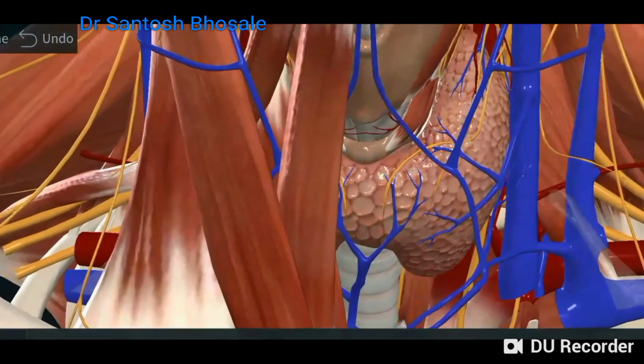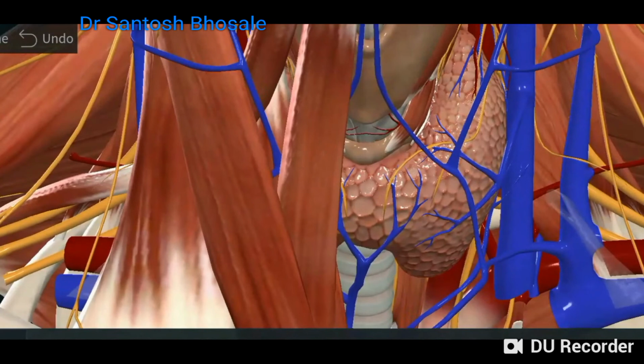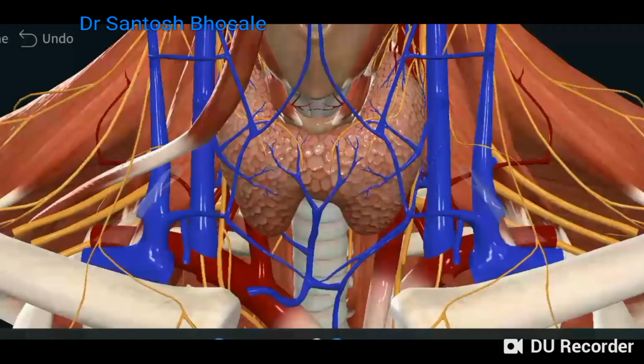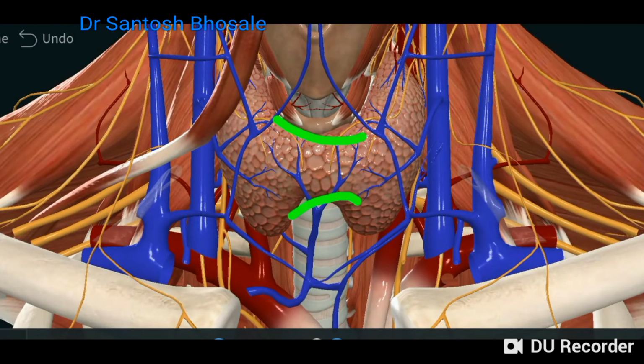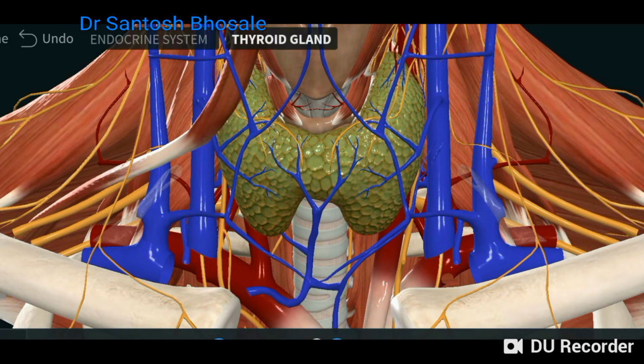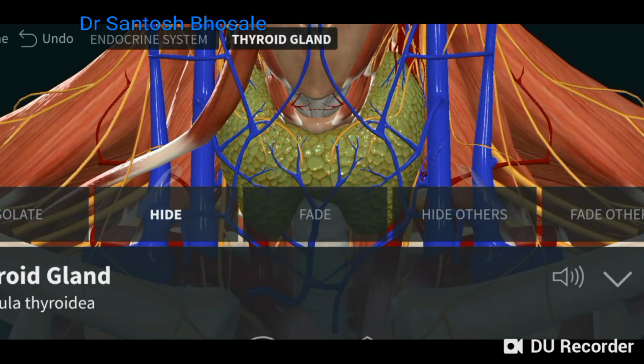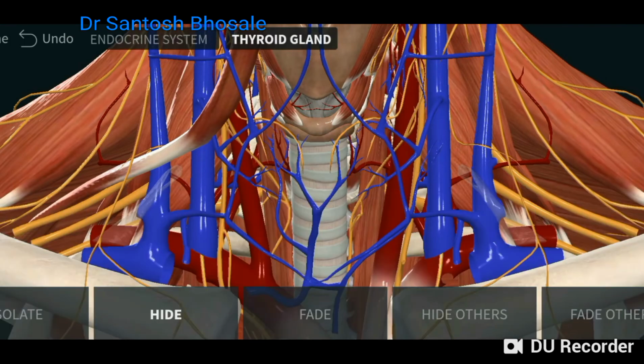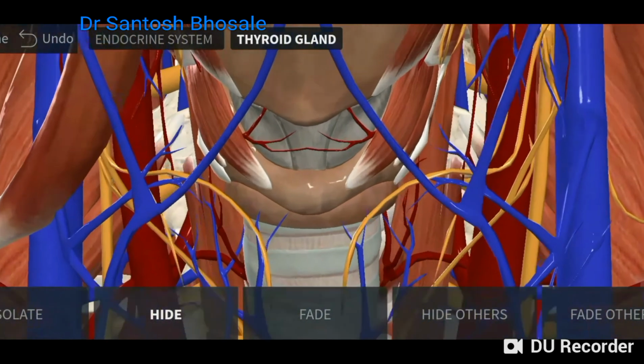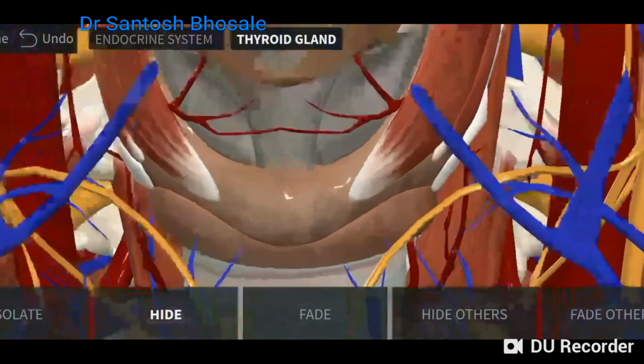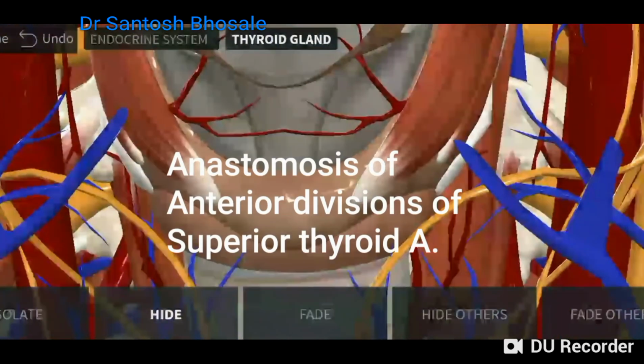Then coming to the isthmus part there, you have seen along the anterior border there will be anterior division of the superior thyroid artery, and this is isthmus, bridge. What are the parts of the isthmus? Superior border and inferior border, anterior surface and posterior surface, that you see here. If you take out that, anterior surface is related to strap muscles, whereas the posterior surface is related to the second to fourth tracheal rings.